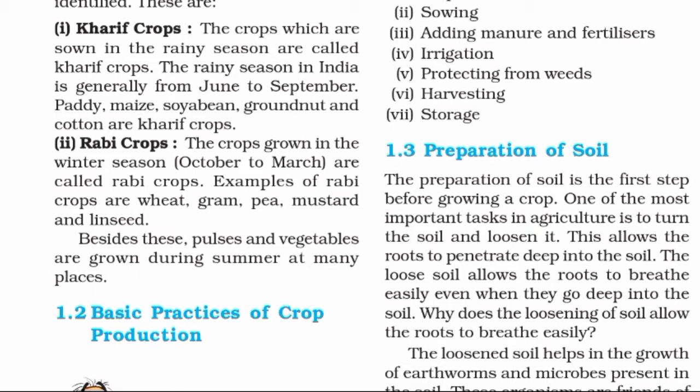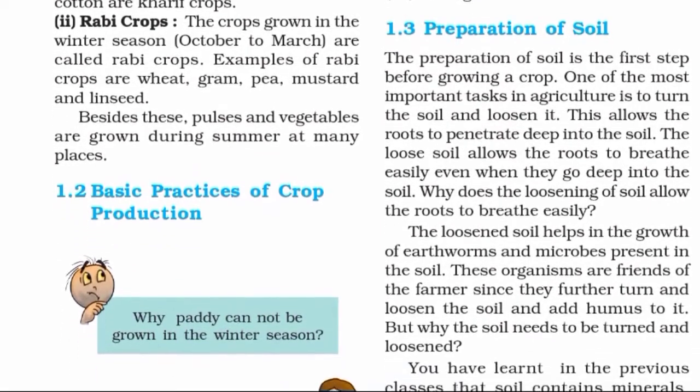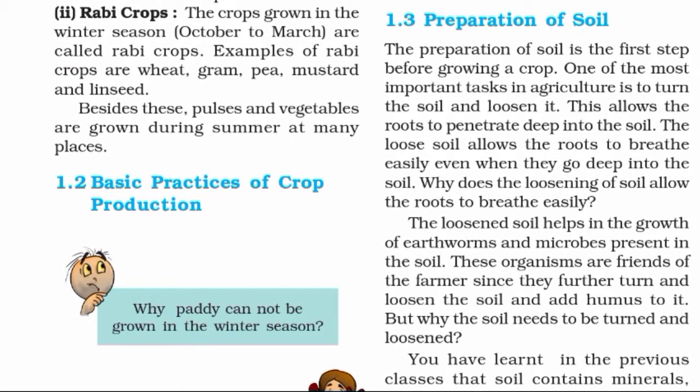Second, Rabi crops. The crops grown in the winter season, October to March, are called Rabi crops. Examples of Rabi crops are wheat, gram, pea, mustard and linseed. Besides these, pulses and vegetables are grown during summer at many places.